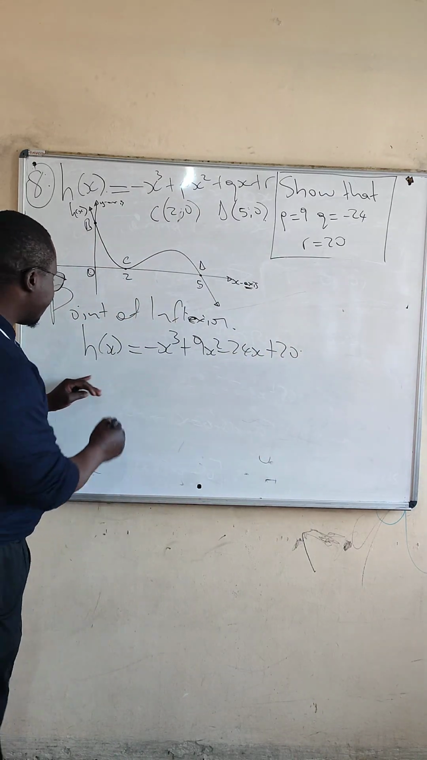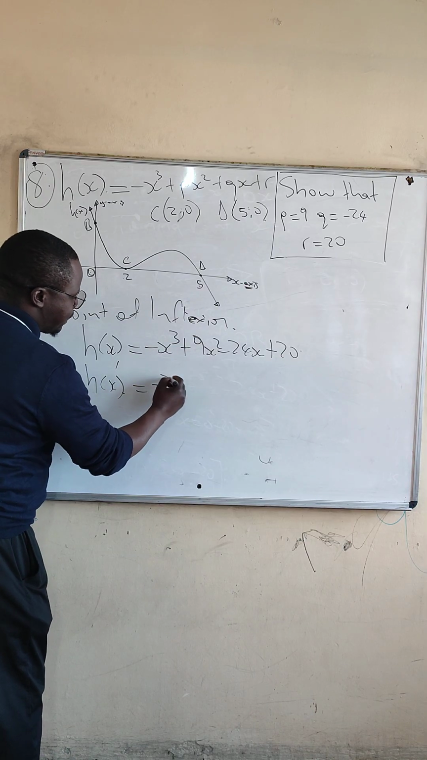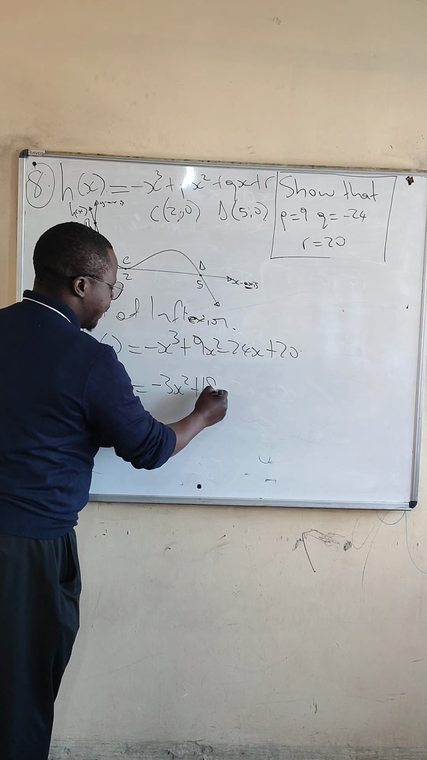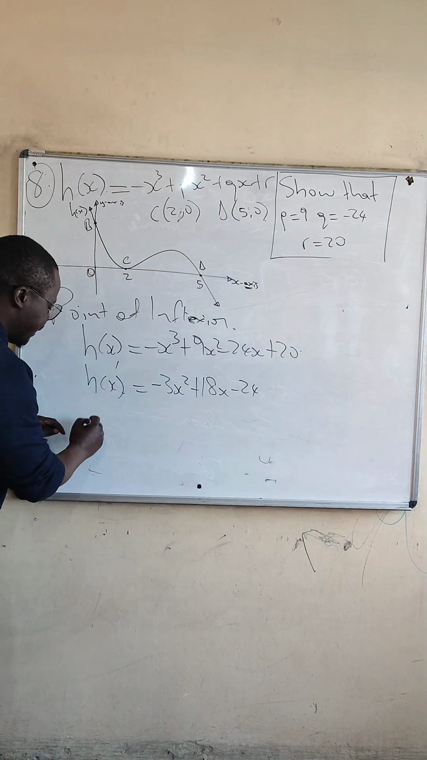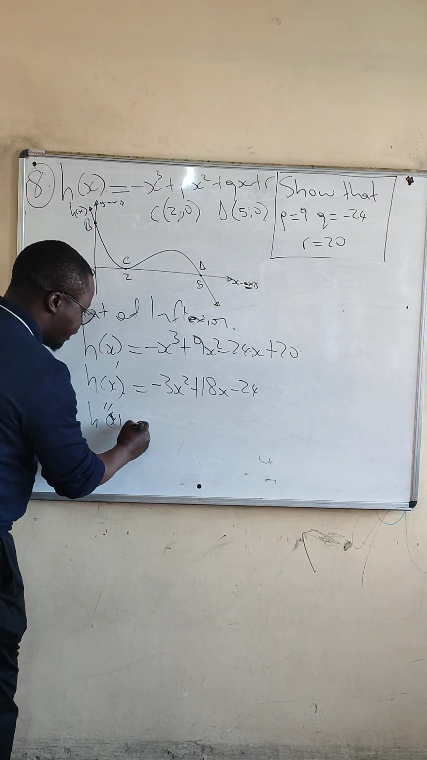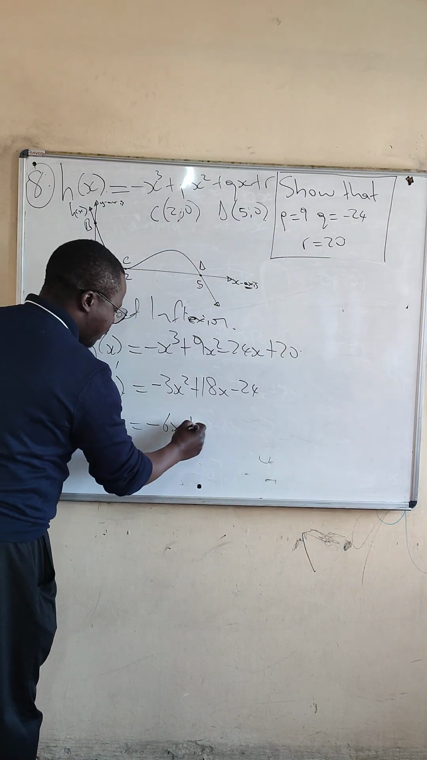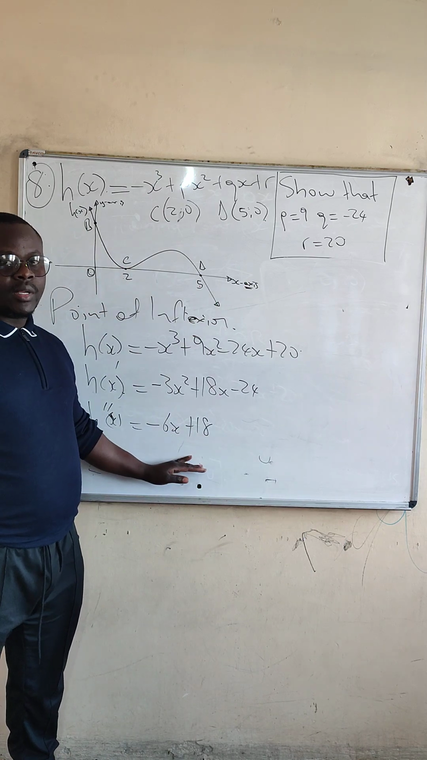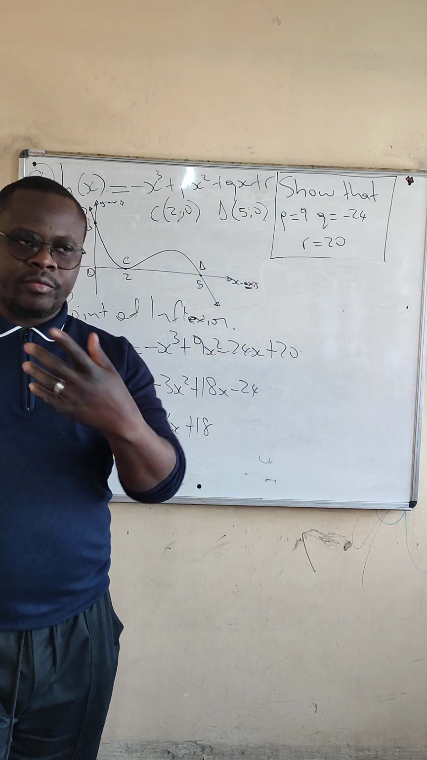So let us find the first derivative. The first derivative, bring down 3, negative 3x squared. Bring down 2 times 9 becomes 18x. Then you're left with minus 24. Again, let's find the second derivative. Our second derivative, bring down 2, is going to be minus 6x plus 18. So basically, we have found the second derivative. On the second derivative, that's where you get what's called the point of inflection.